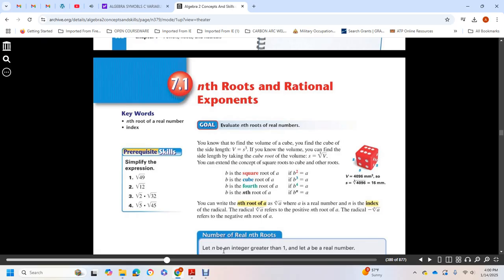The nth root of a is denoted with a radical, with a as the radicand, where a is a real number and n is the index of the radical. The radical with index n of a refers to the positive nth root of a. The negative radical with index n of a refers to the negative nth root of a.